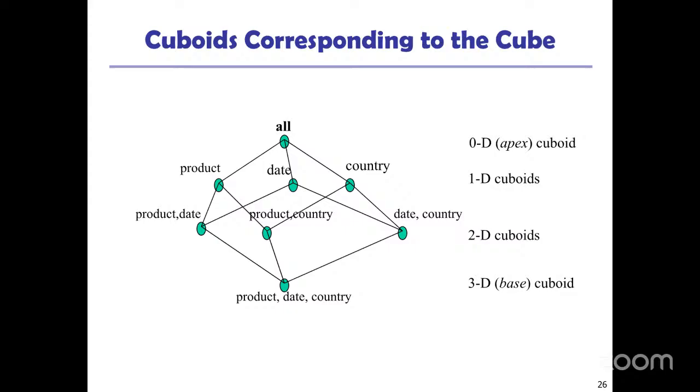And cuboid, just now I said cuboid. All, then the 1D cuboids: product, date, country. And 2D means a combination of two. For example, this point is related to product and date, this point is connected from product and country, and this point is date and country. And for the 3D cuboid, 3 points must be connected: 1, 2, and 3. Product, date, and country.